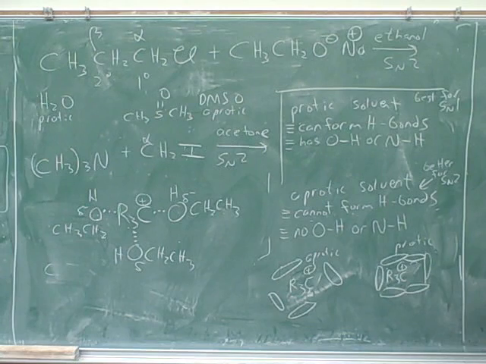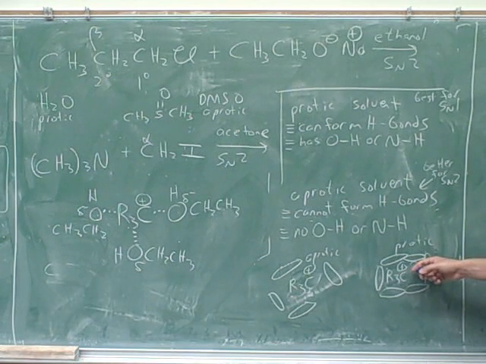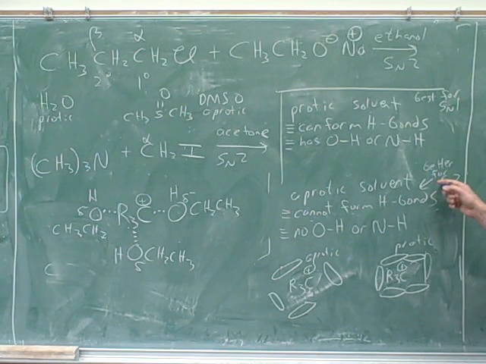So we can summarize this here. Protic solvents are best for SN1 because they tightly solvate the carbocation, and that stabilizes the carbocation, which is our big obstacle for SN1. Aprotic solvents are best for SN2 because they don't tightly solvate the nucleophile, so they don't provide steric hindrance, which is the big obstacle to SN2.